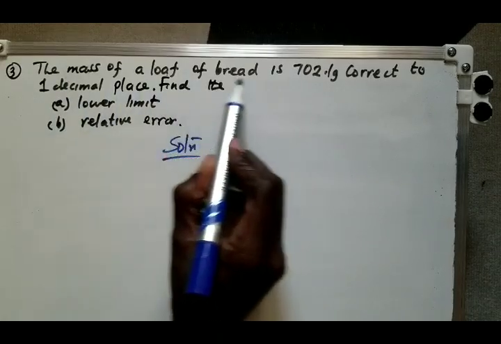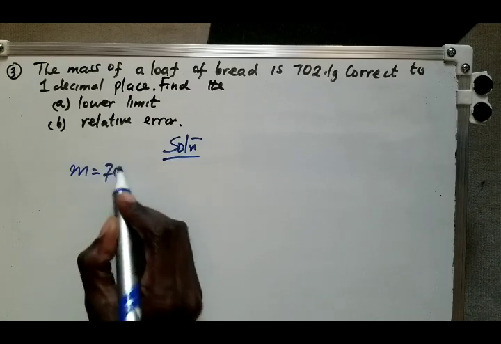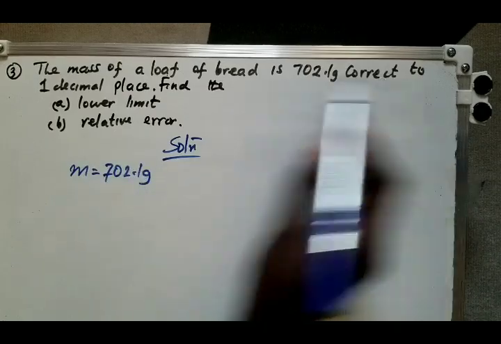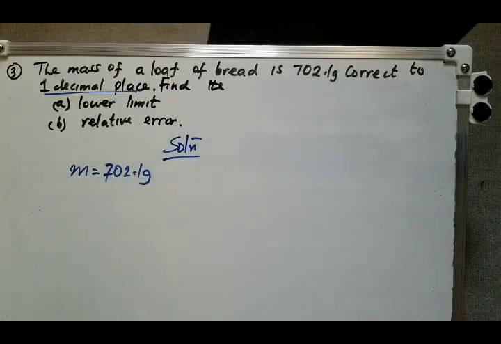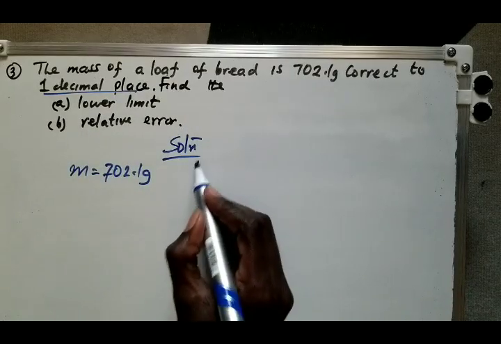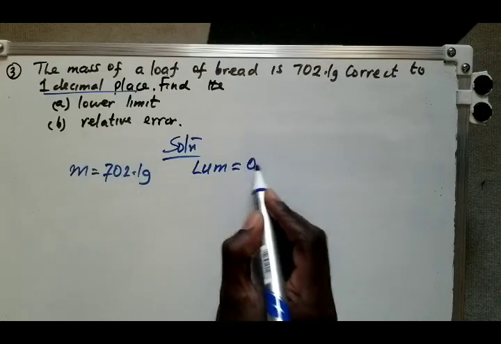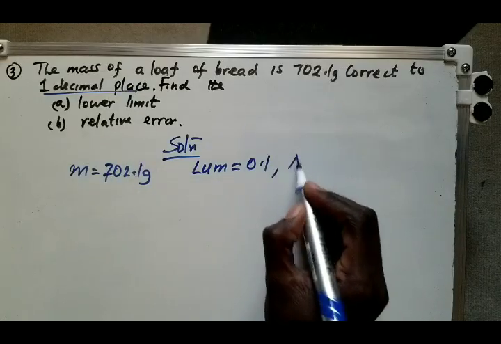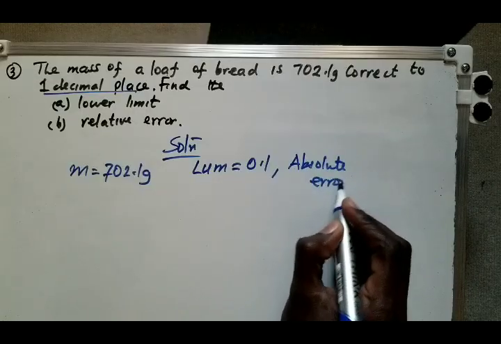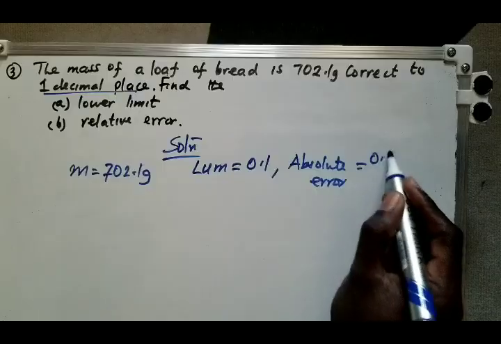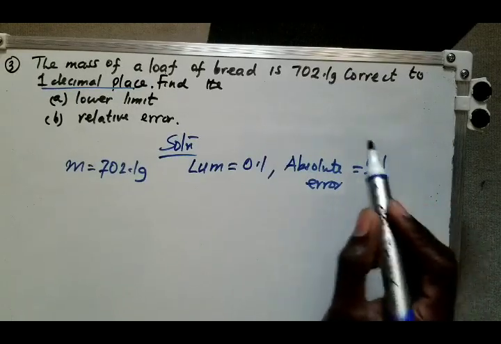It says the mass of a loaf of bread is 702.1 grams, correct to 1 decimal place. Find the lower limit. Before you can find the lower limit, you need to know first of all the least unit of measurement for a decimal number. Since it is to 1 decimal place, it will be 0.1, and therefore remember what we said, the absolute error, you get the least unit 0.1 divided by 2. By now you are familiar with what we did there.